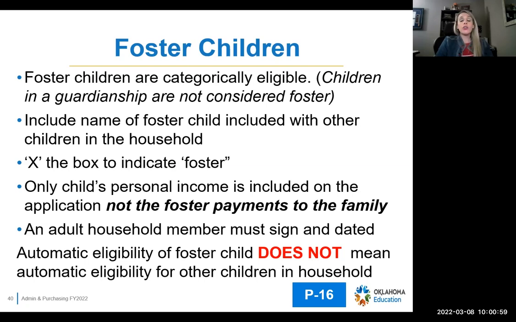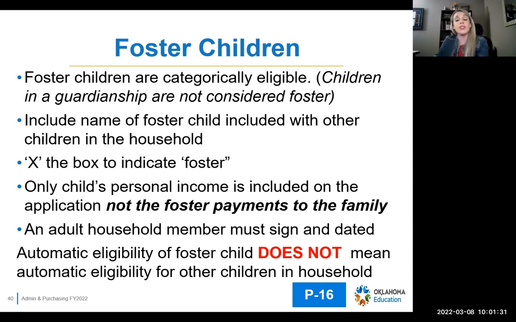If there are other children listed on the application and they are not foster kids, then they have to be approved a different way. So you could easily have a free child and not eligible children. You have a free child and reduced children. So the foster child is automatically free, but not all other children will be. Now, if you only have a foster child on the application, mark foster, sign and date it, and that's it. They don't have to have the last four of the social.